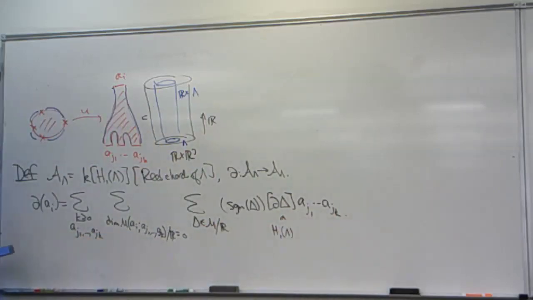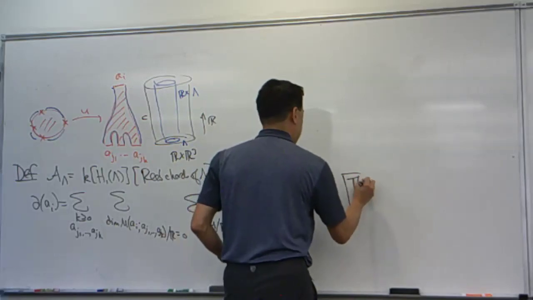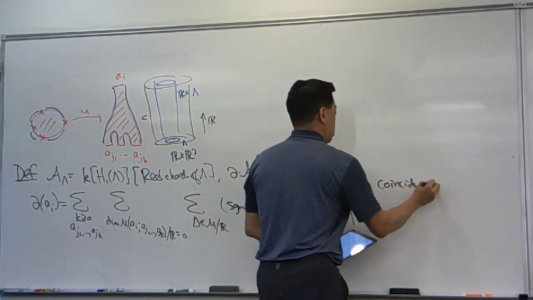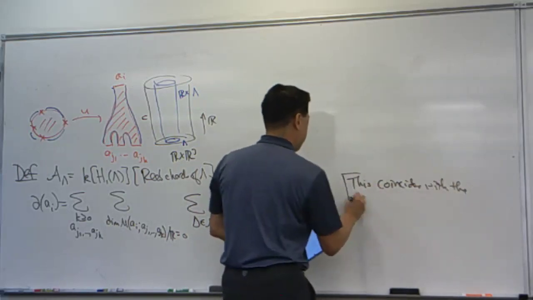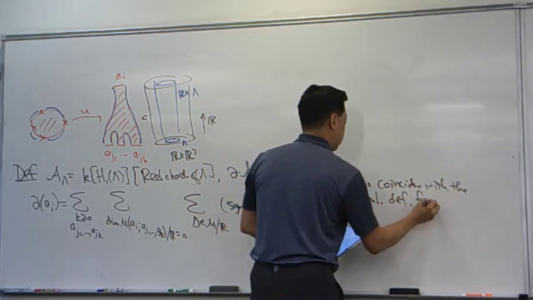Okay, so that's now the definition of the differential. You extend this by the Leibniz rule, and this is supposed to coincide with the combinatorial definition from the first one.